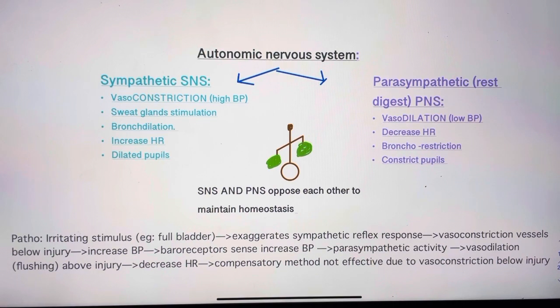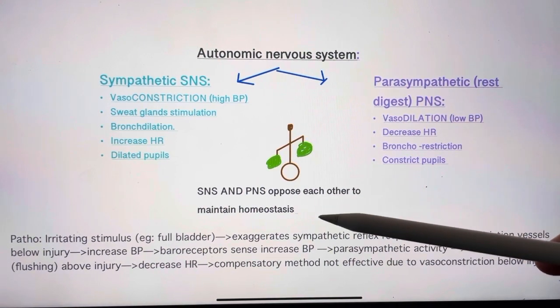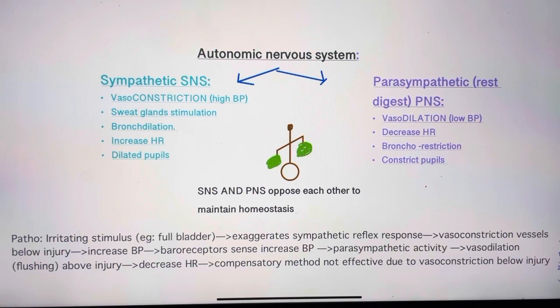What does that mean? Well, these 2 systems are responsible for maintaining homeostasis by opposing each other. So if the blood pressure is too high, then the parasympathetic kicks in, and vice versa. If that is broken, we're going to have a really hard time maintaining homeostasis.